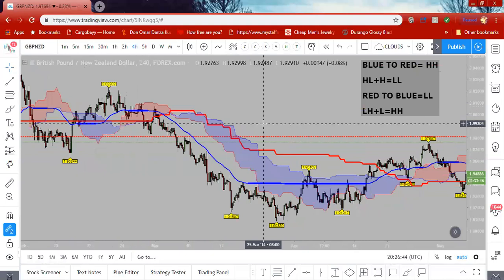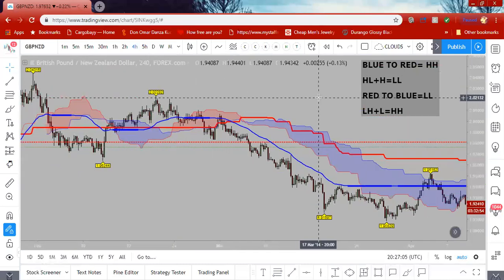Oh, another thing about the cloud: please do not overreact or overdo it. Look at the cloud as just a trend line. That's exactly what your cloud is, nothing more, nothing less. It's just a trend line that changes colors to let you know the move, to let you know what the market's going to do ahead of time. So let's get to this breakdown.